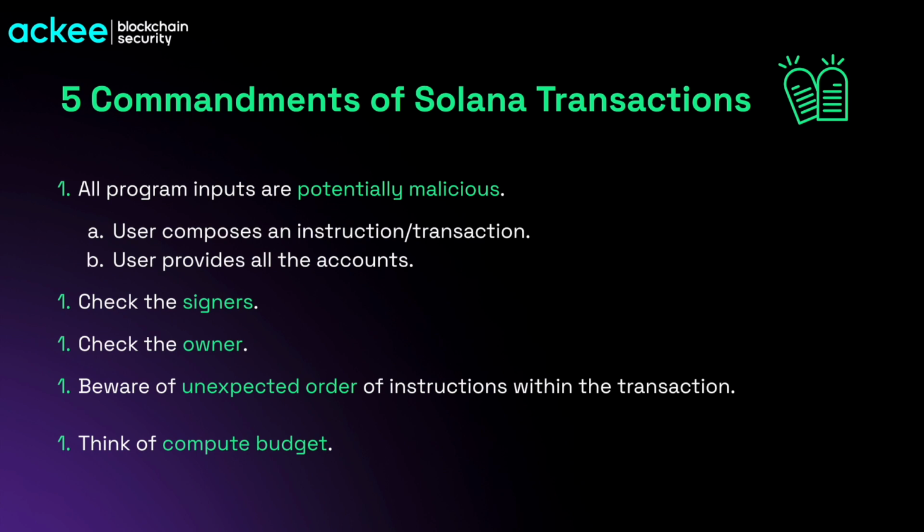There are 5 really important things that we need to know about transactions. We can think of all of the program inputs as potentially malicious for a few reasons. Any user can obviously compose these transactions. That means it can be whatever instruction in the transaction, and the user also provides all of the accounts. So what we need to do from the developer's perspective is check the signers, check the owner, and beware of the unexpected order of instructions within the transaction. We also need to cover any form of invalid input from the user's side, and think of the compute budget when we are designing these transactions in our program.